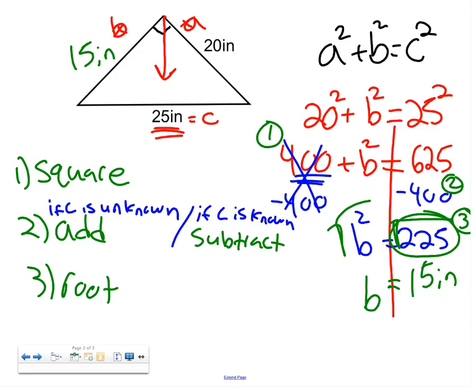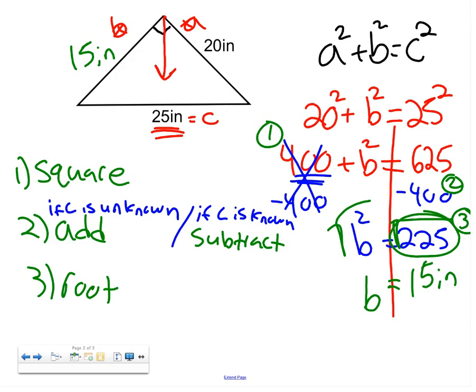So again, it's not a very long theorem. It's not a particularly challenging theorem. The main difficulty comes in knowing which piece to use. Are you going to add or subtract? And making sure you identify your hypotenuse correctly. Because if you don't identify your hypotenuse correctly, everything else is going to fall apart.